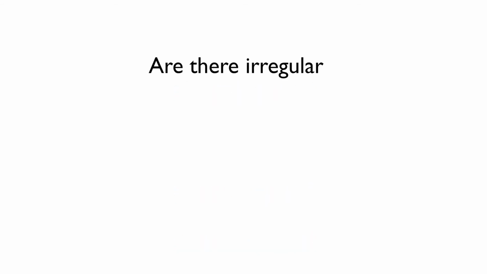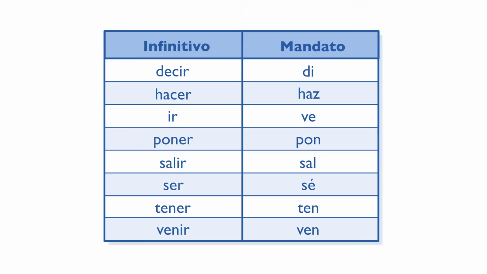Are there irregular informal commands? Yes. For informal affirmative commands, 8 verbs are irregular. Di, haz, ve, pon, sal, sé, ten, and ven. Listen as Carmen and her mom use affirmative commands.